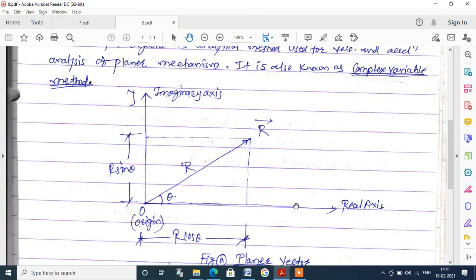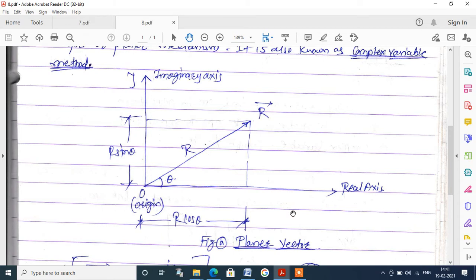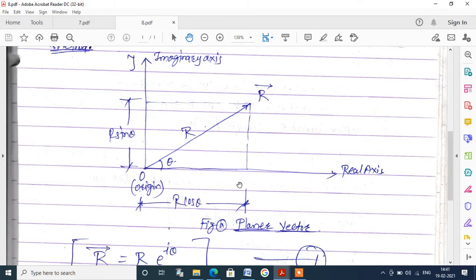Now, let us see. So, consider a linear vector R or R bar. It is in coordinate x and y. So let us say x axis is called the real axis and y axis the imaginary axis. So R is having magnitude R bar, it is having magnitude as well as direction, and it is at an angle theta. So along x axis the component is R cos theta and along y axis R sin theta.